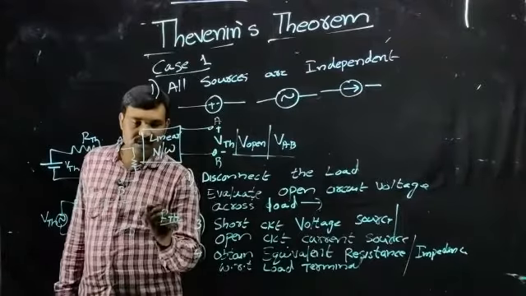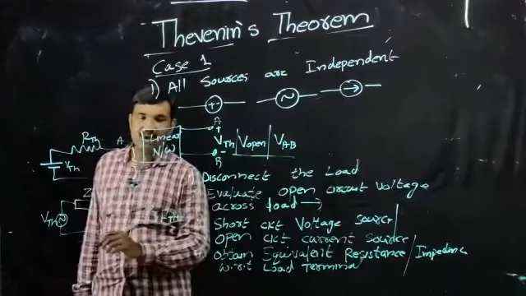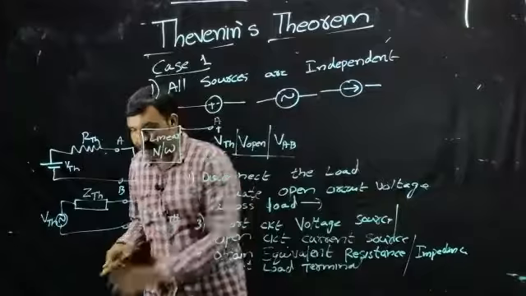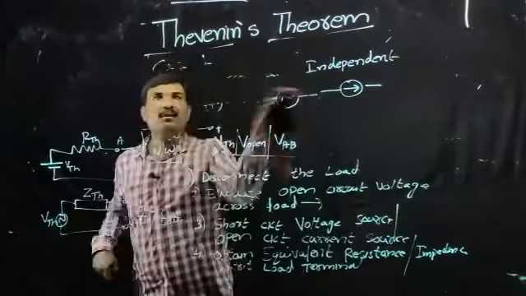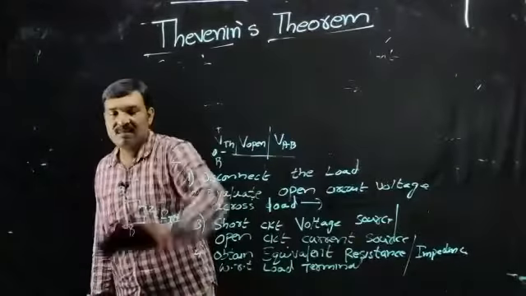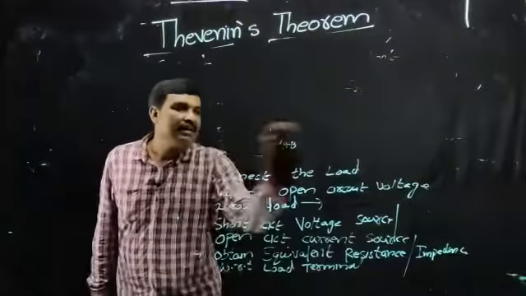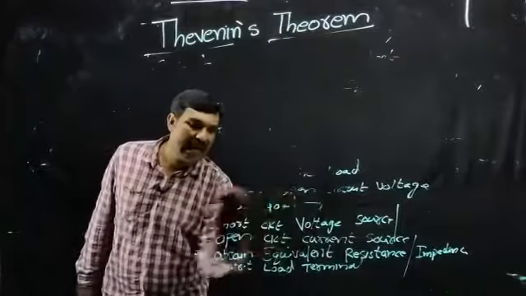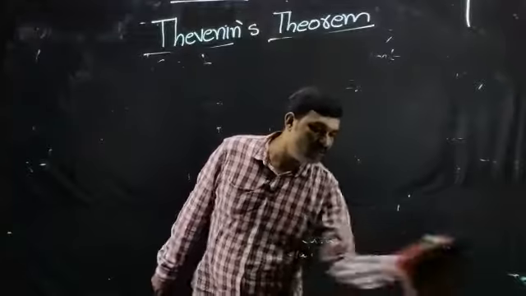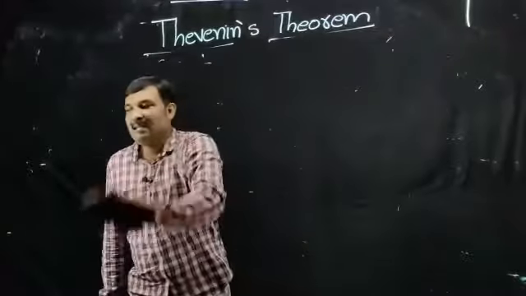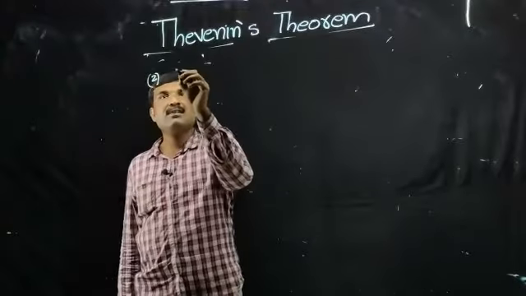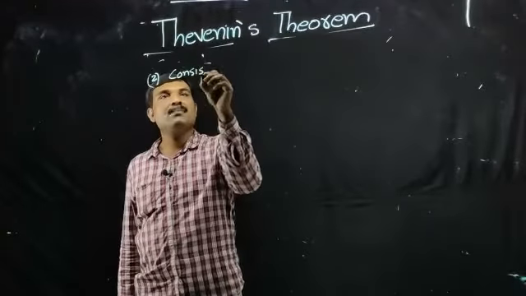Now let us connect the load as said. By making use of Thevenin's theorem, the entire network can be replaced by a single network consisting of a single voltage source in series with a resistance, or in series with an impedance in the case of an AC network. So this is the first method, that is, our network consisting of only independent sources.